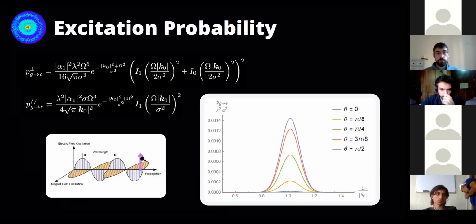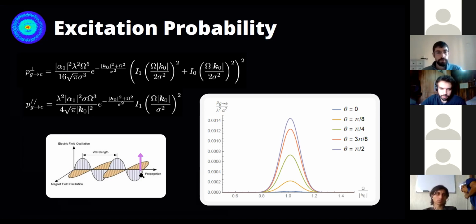probability. And of course, the excitation probability will also depend on the relative angle between k0, the propagation vector, and the dipole operator. So in this plot here, I plotted the excitation probability divided by the coupling constant as a function of the angle theta between them. So as you can see, the contribution is maximized when theta is pi/2.